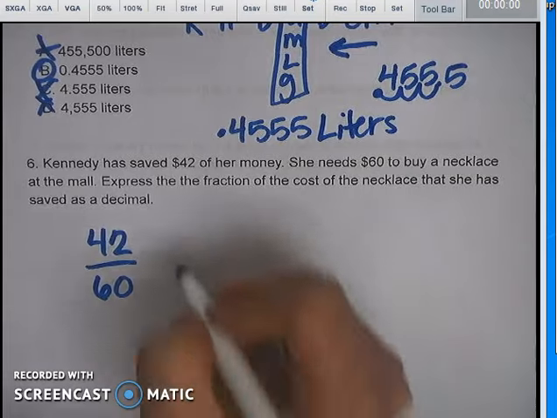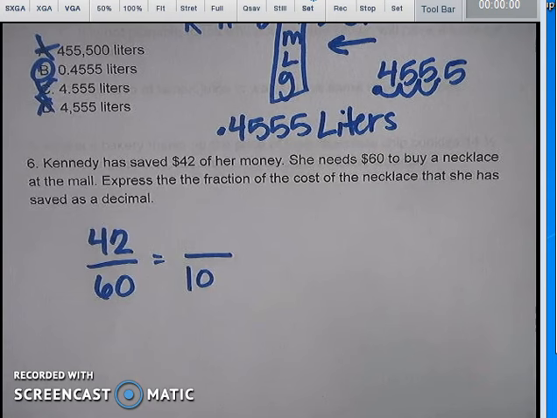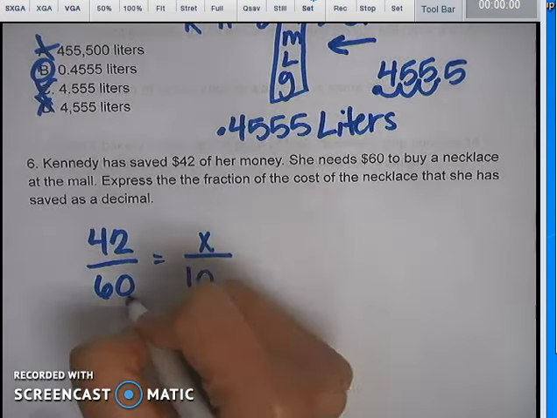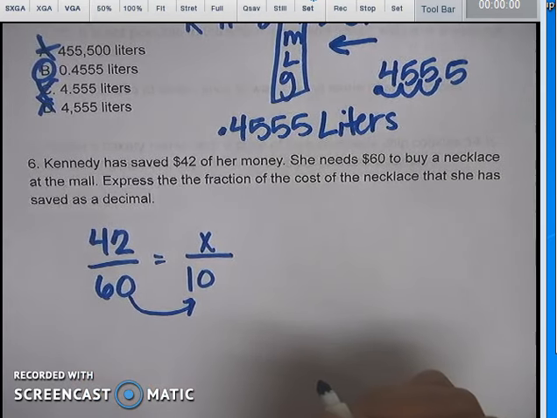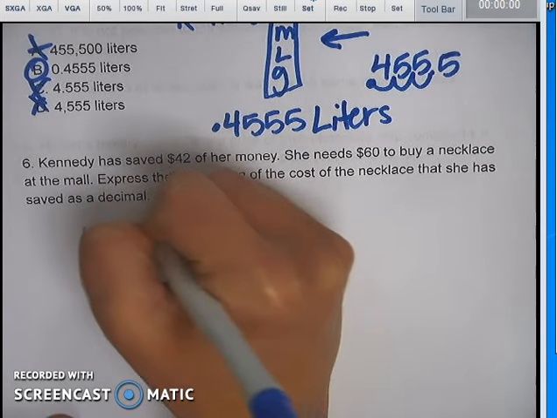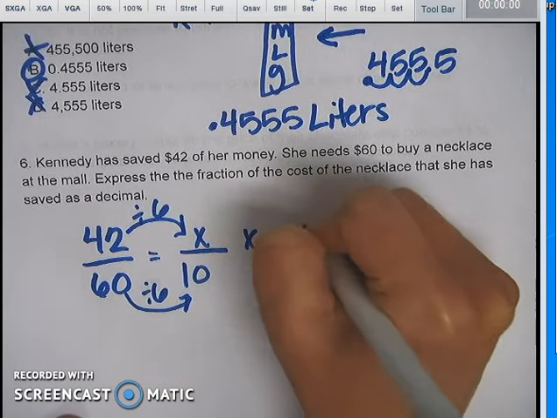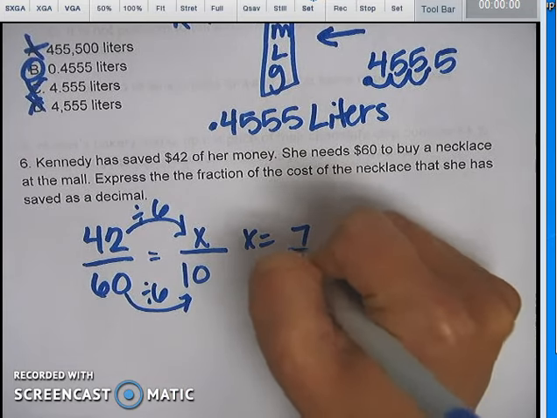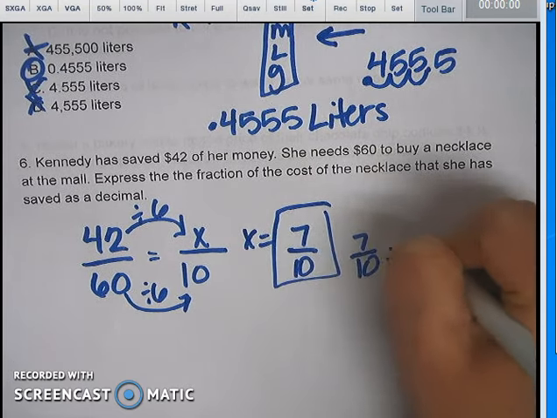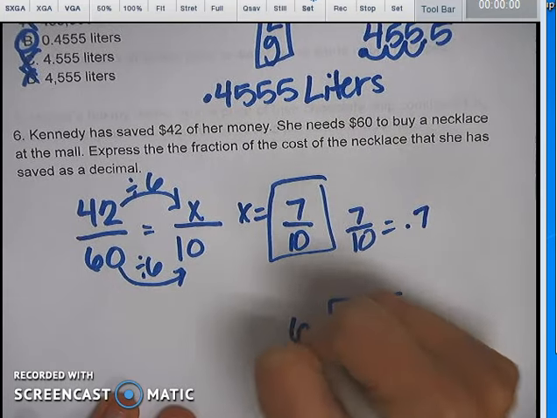Okay, you can do this a couple different ways. You can make this set to a decimal place value: tenths, hundredths, thousandths, whatever. Look for that. What did you do to this 60 to get 10? You divided by 6. Do the same to the top and bottom, divide by 6. What's 42 divided by 6? X would equal 7. And then over 10, what is this? 7/10.